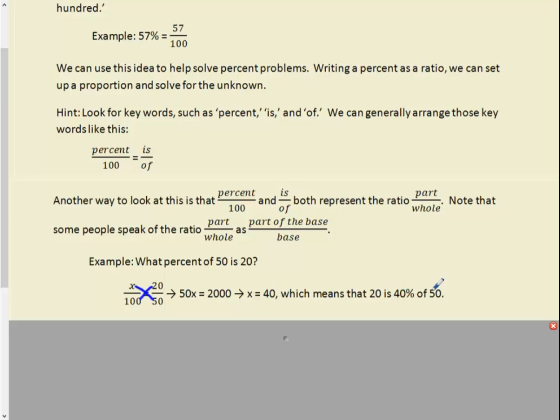And it's always a good idea to go back and check and see if this is reasonable. 40% is a little less than half, and half of 50 is 25. Well, 20 is a little less than half of 50, so this seems reasonable.